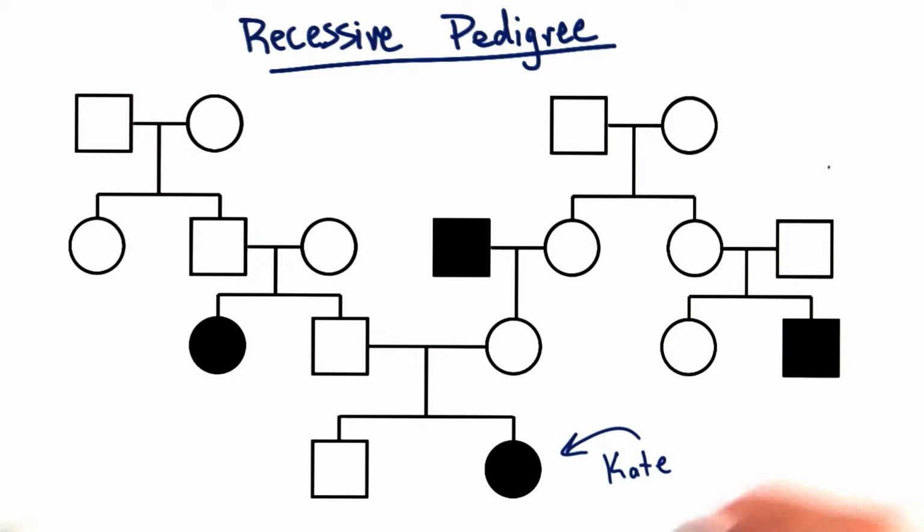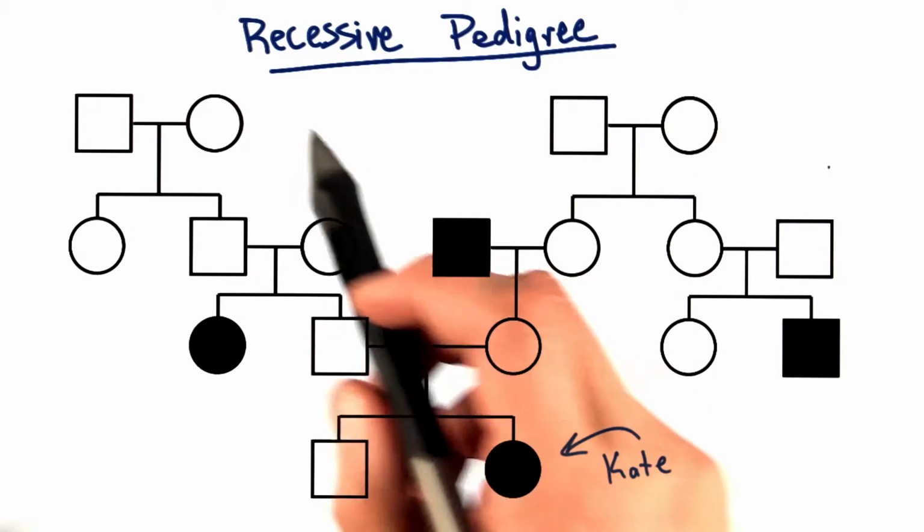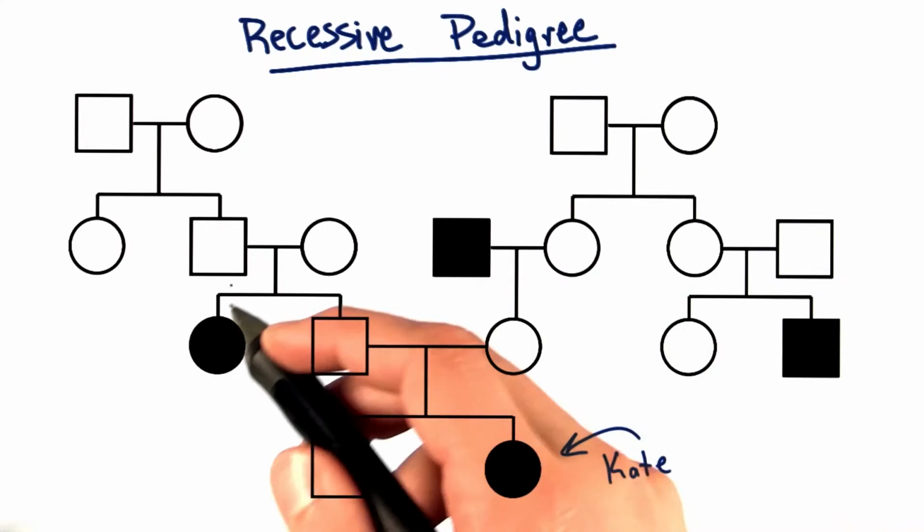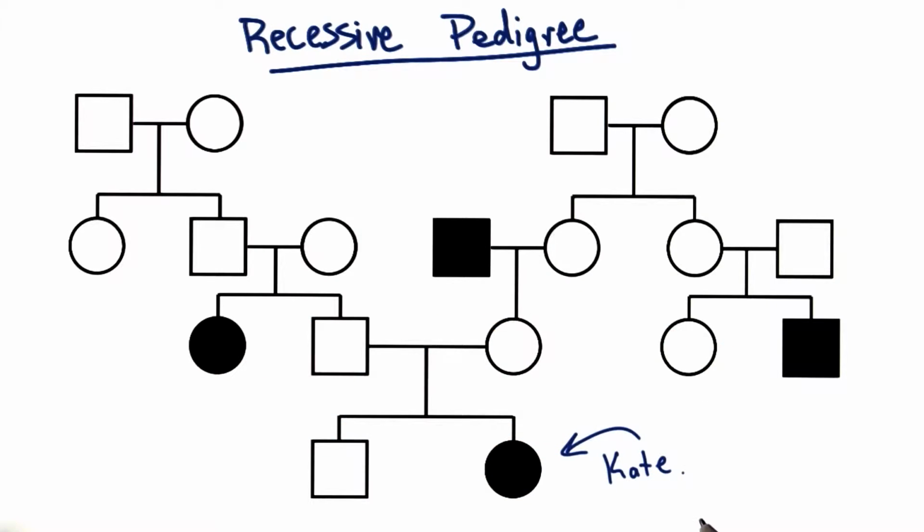So now it's time we zoom out just a bit more on Kate's family pedigree of lactose intolerance, and hopefully you realize now we're looking at a pedigree for a recessive trait. This is what a recessive pedigree looks like. And let's see if we can write down a couple of things that we definitely know from the pedigree.